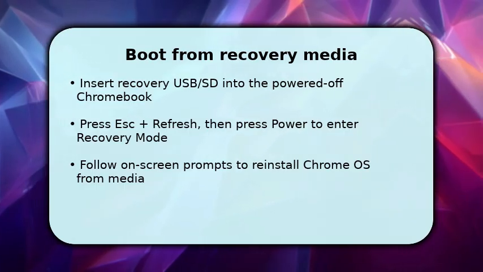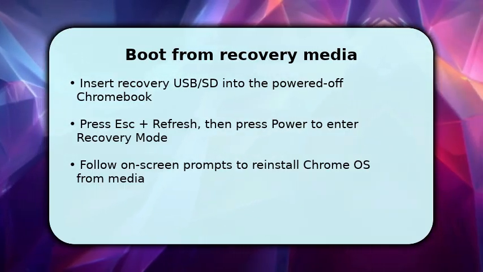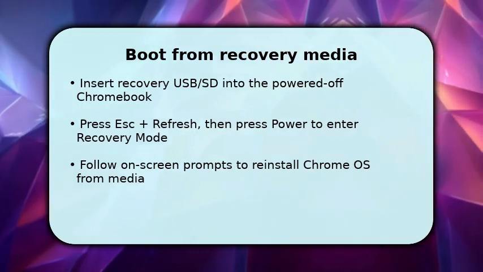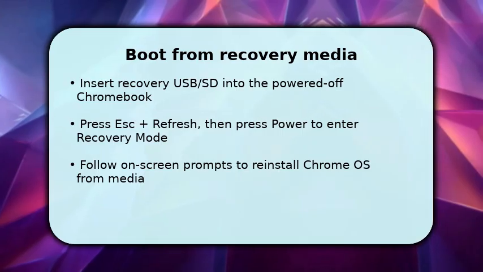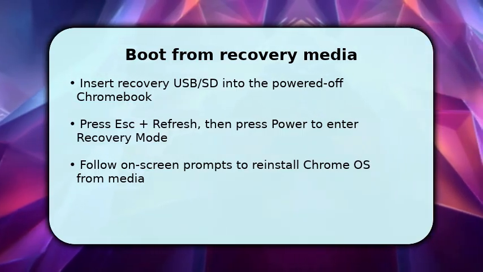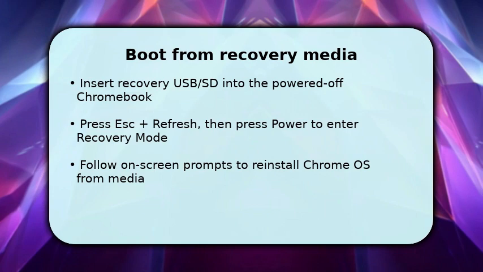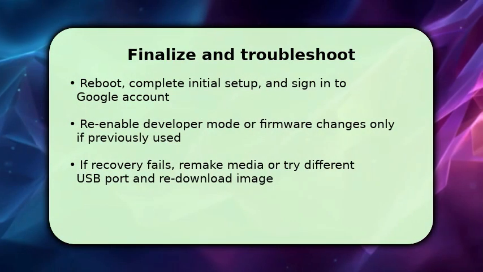Once the installer starts, follow the prompts to reinstall Chrome OS. This erases local data and rewrites system partitions. Wait through verification and copying. Progress may pause for a minute. When the installation completes, remove the media and after reboot, complete the out-of-box setup and sign in so synced settings and apps return.